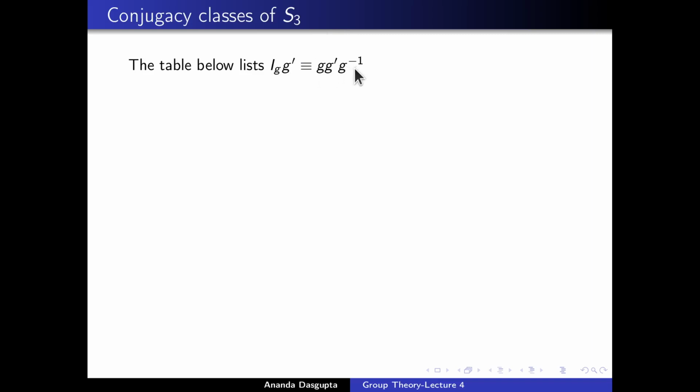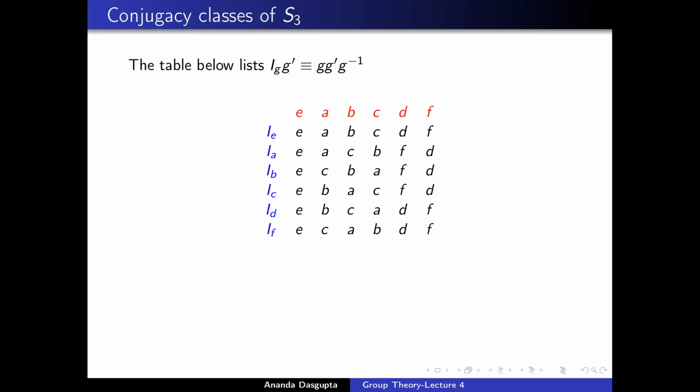Now you can easily figure out what I_g(g prime) is going to be for a given g prime and g, by either using the multiplication table for the group that we had already formulated earlier, or by following up what this g g prime g inverse does to an arbitrary point on a triangle. The same technique as the one we used when we built up the multiplication table. Anyway, I'm just going to present to you the full table, which is this.